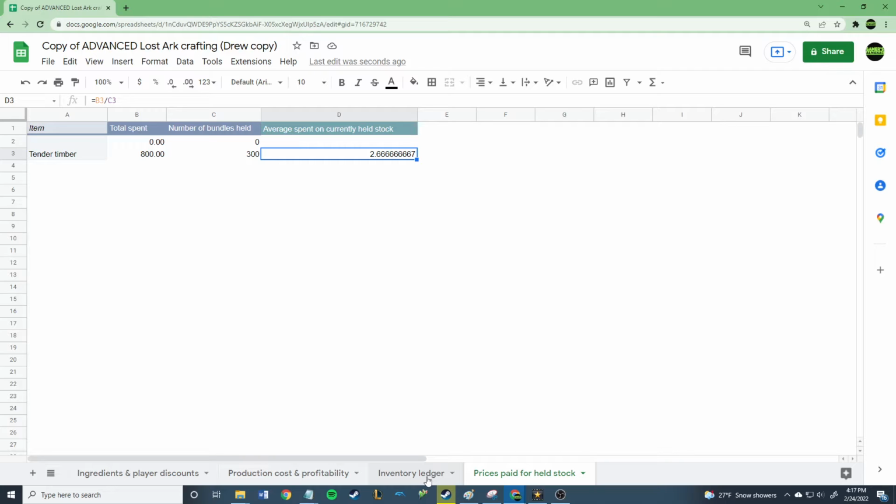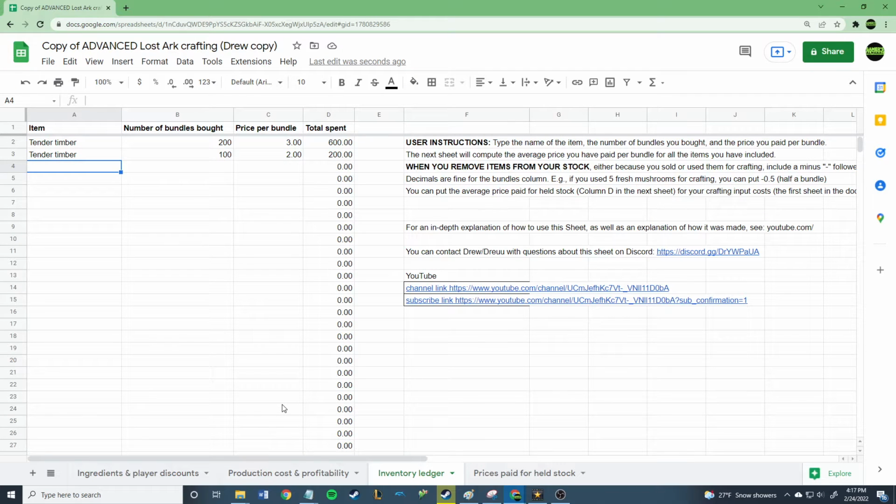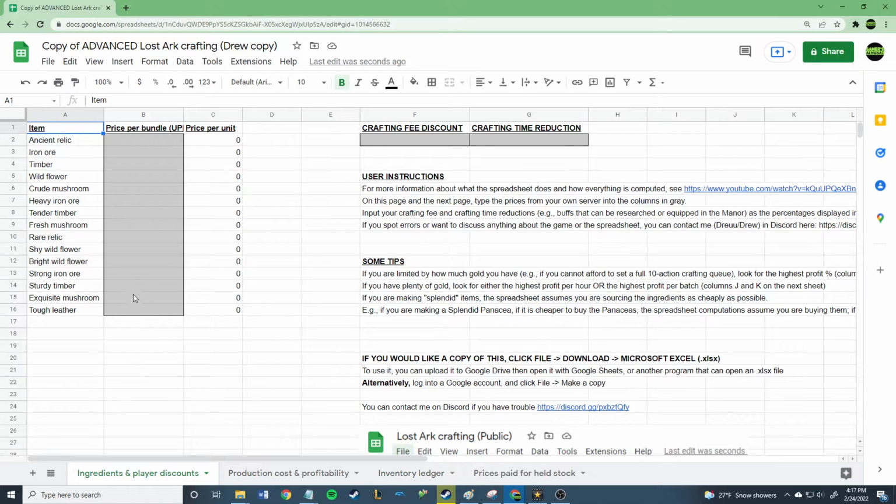Anytime you make a purchase, and especially anytime you make a big purchase, it is easy to record in your inventory ledger so you can get these summary statistics and use them to help you make profitable trade decisions. For example, if we want to more accurately estimate our profitability for a certain crafting action, instead of entering the current market price on the first sheet, we can enter what we have actually paid for the bundles we're currently holding. Let's say I bought my tender timber on Monday, then on Tuesday the price of tender timber skyrocketed to 6 gold. If we inputted 6 gold on the sheet, it would tell us that a lot of crafting options are less profitable than they actually are for us. If we instead enter our actual average purchase price of 2.67 gold, we'll get a much more accurate picture of things and we'll be able to make a better decision.